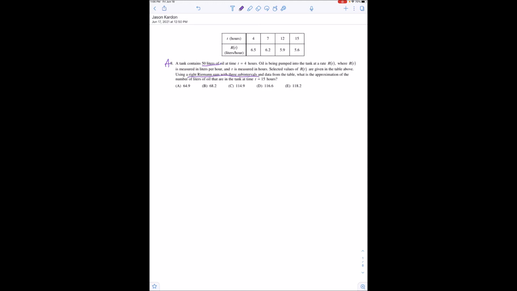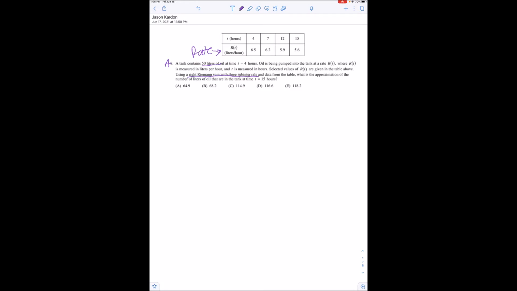Using a right Riemann sum with 3 subintervals and data from the table, what is the approximation of the number of liters of oil that are in the tank at the time t equals 15 hours? So as you can see from the problem, it's a Riemann sum problem. We're approximating the integral. First off, since R of t is liters per hour, that means it's a rate. Even though it doesn't look like a prime, it is a rate, so we can take the integral of it and find liters.